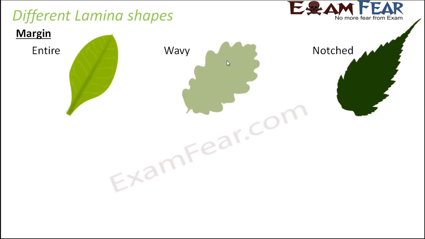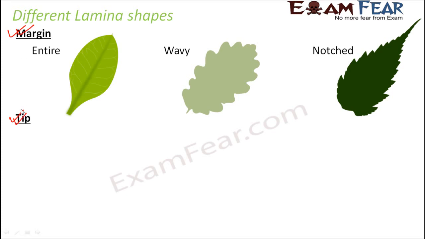So we will talk about two things. One is the margin of the lamina, that is the boundary of the lamina, and the second thing would be the tip of the lamina. So basically we will talk about these two things, margin of the lamina and tip of the lamina.